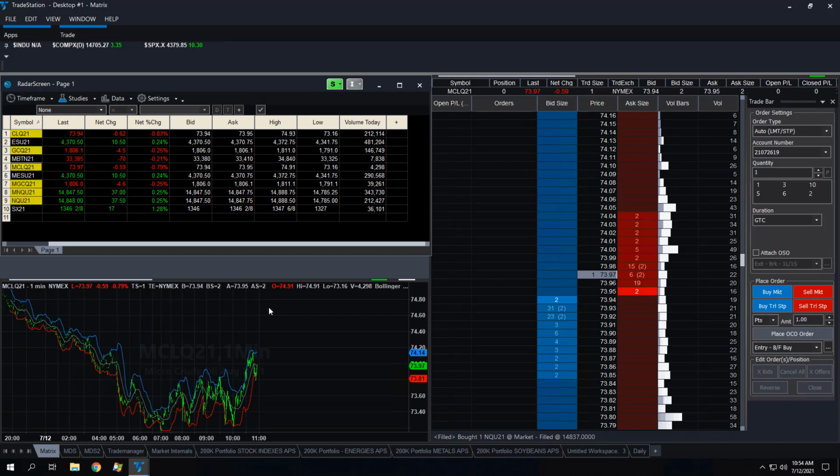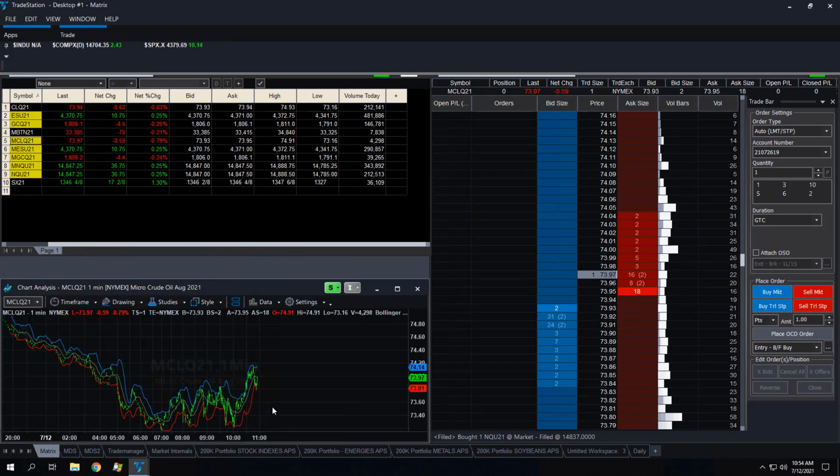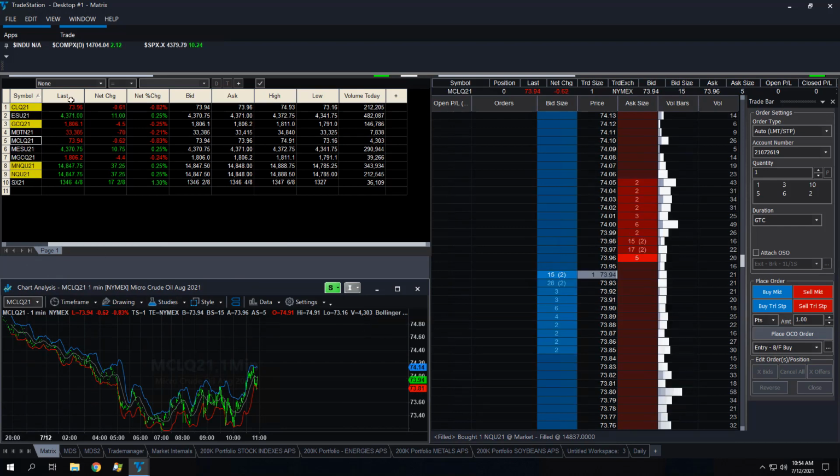I would not want to automate Micro Crude Oil yet. It's the first day of trading. You see how illiquid the data is back here, and it's still pretty illiquid. The total volume today is 4,298 contracts.